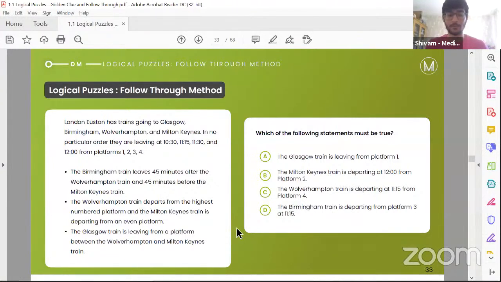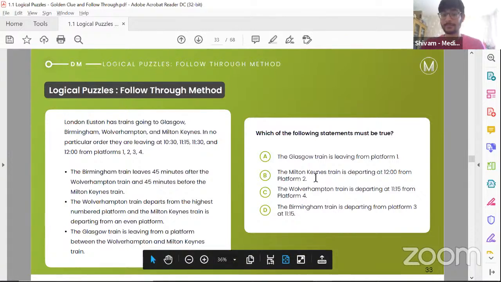What does that mean in terms of Milton Keynes? Well, Milton Keynes has to be from platform two because there's no other even number there. Perfect. So we know 100% that we can select B.